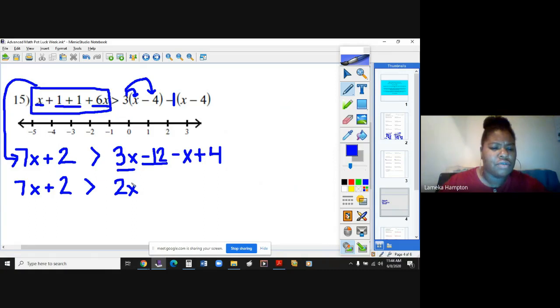All right, so when I do that, I have 3x minus x, that gives me the 2x, and this is where I left off. So now I have -12 plus 4, and that gives me a -8.